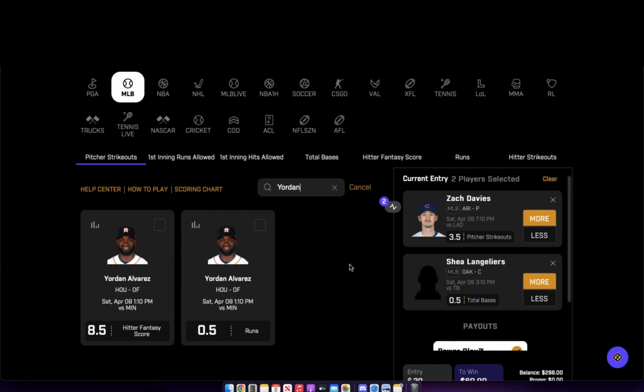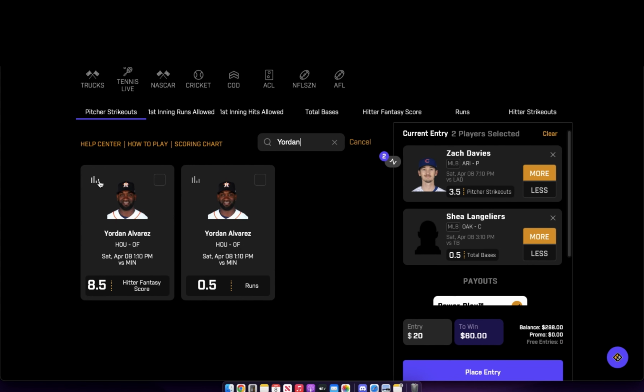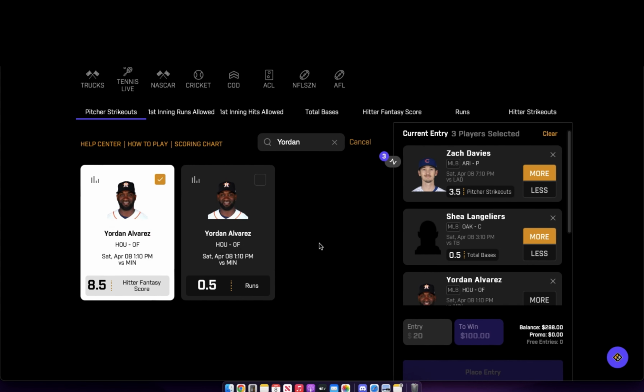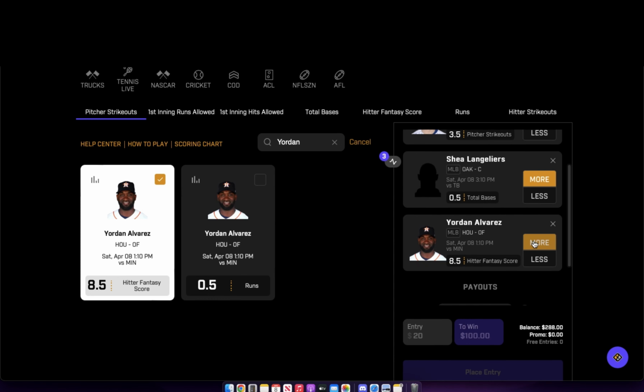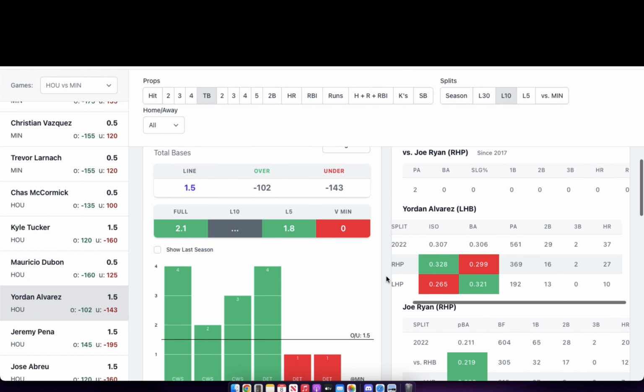All right, and for our third and fourth prop of the day, we're going to head over to the Houston-Minnesota game. I believe this is the first game on the schedule on the slate. We're going to take a look at Yordan Alvarez, 8.5 hitter fantasy score. I like the over on this one, and I'll tell you why.